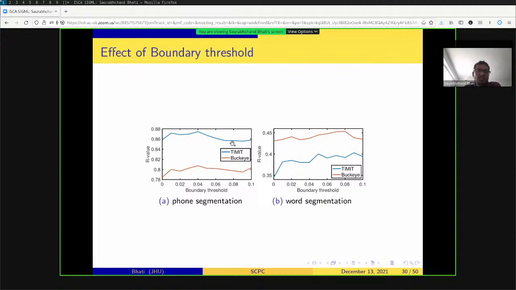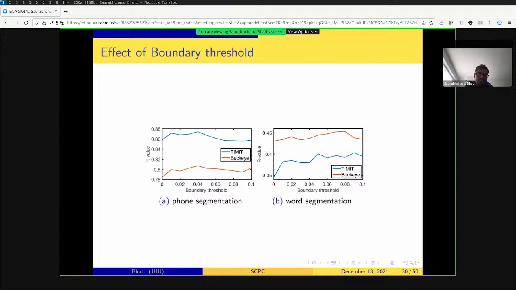Another thing you notice is that for phone segmentation, the optimal threshold seems to be a lower value, around 0.004. That's when the model does best phone segmentation on both TIMIT and Buckeye. If you want to do word segmentation, the optimal threshold value seems to be higher, around 0.00775. So from that, what we are seeing is that when the model wants to do better phone segmentation, you work with a lower threshold. If you want to do word segmentation, then you work with a higher threshold.